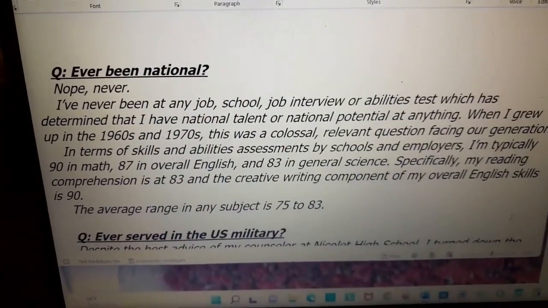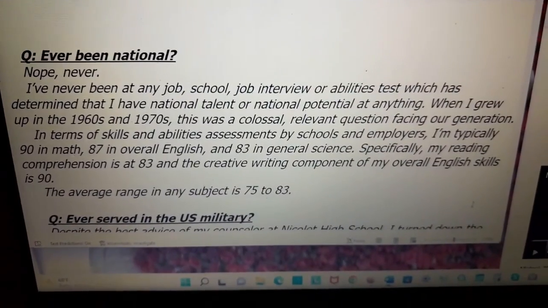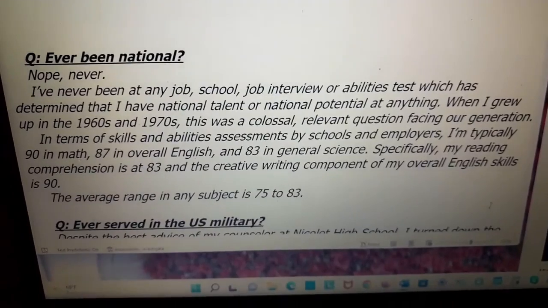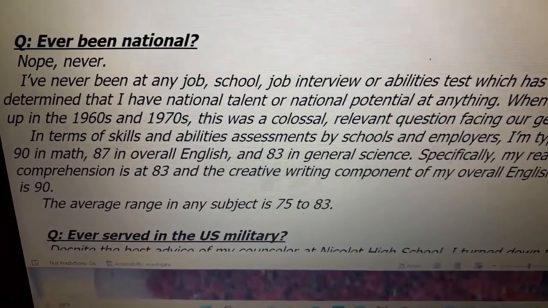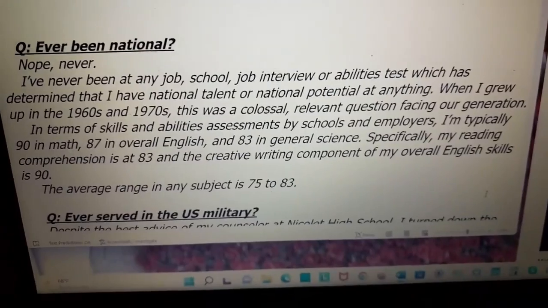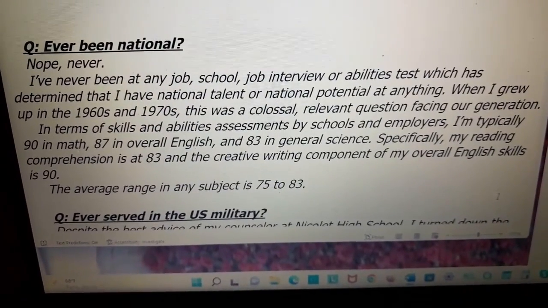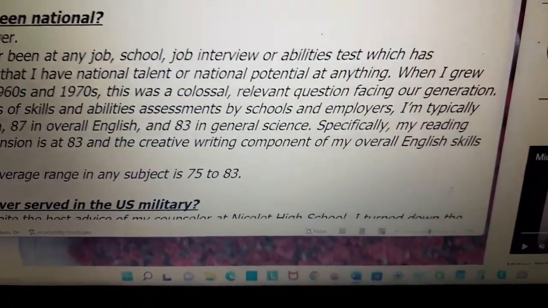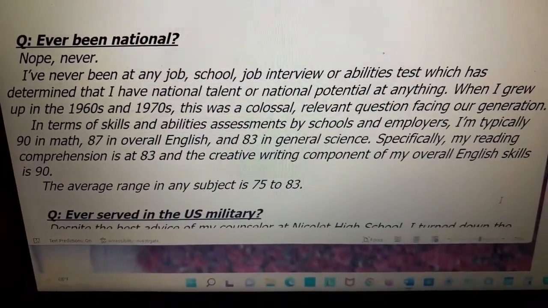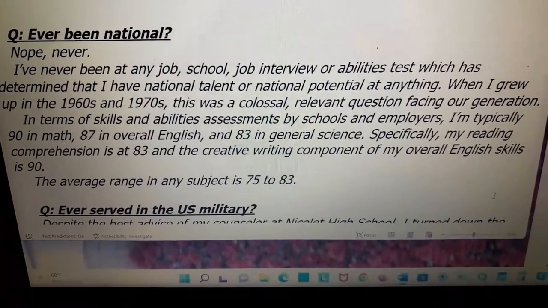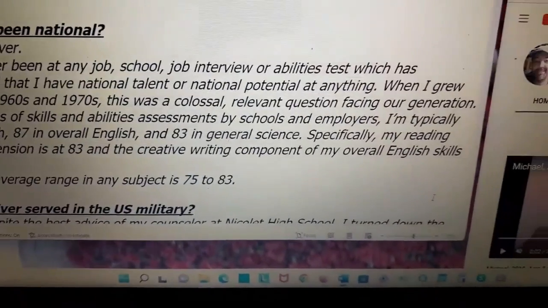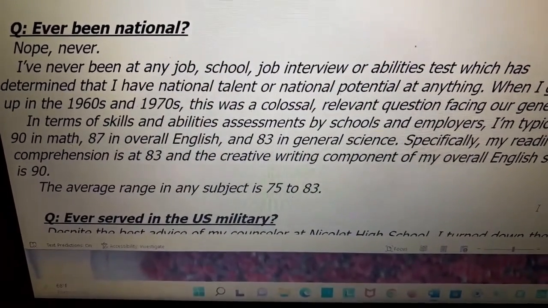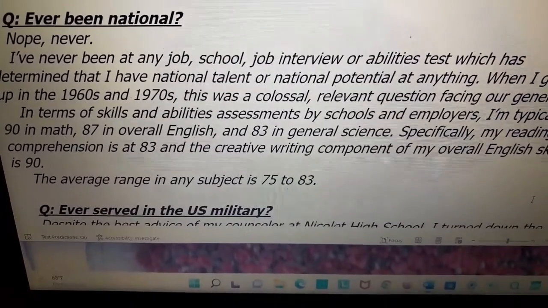When I grew up in the 1960s and 1970s, this was a colossal, relevant question facing our generation. In terms of skills and abilities assessments by schools and employers, I'm typically 90 in math, 87 in overall English, and 83 in general science. Specifically, my reading comprehension is at 83, and the creative writing component of my overall English skills is 90. The average range in any subject is 75 to 80.